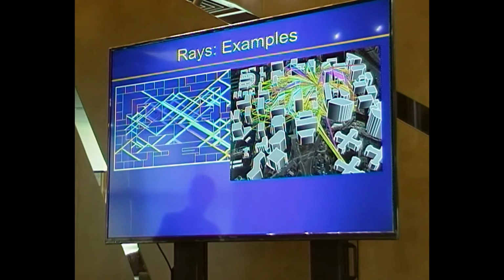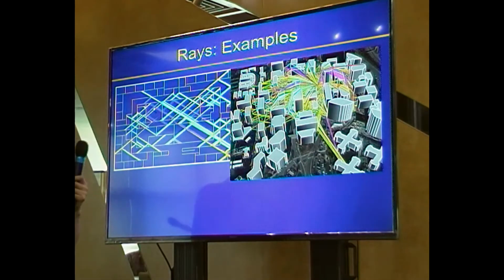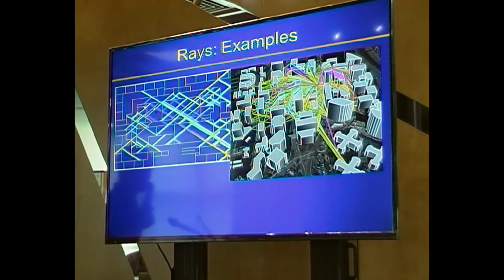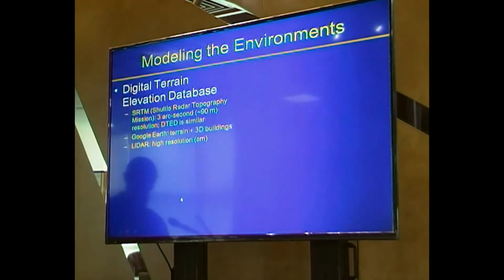And then this one is the rays in a city, with many buildings, and if we have a transmitter at this location, and then we launch many rays, some of them can be received by the receiver there. So that's one example here. I think I have an animation here.